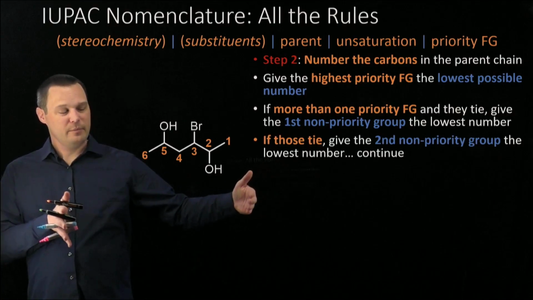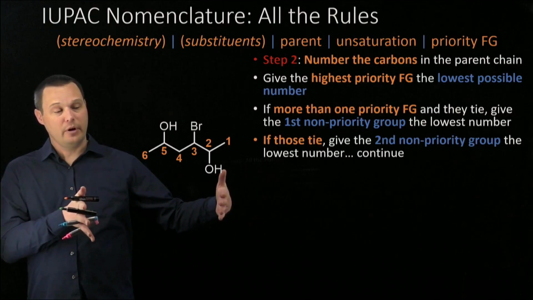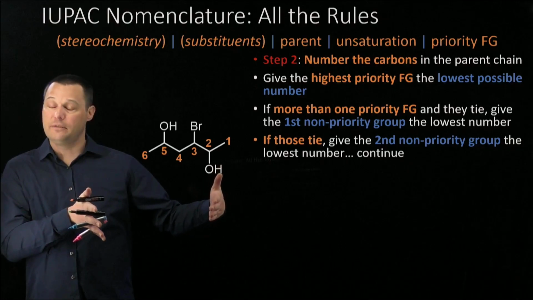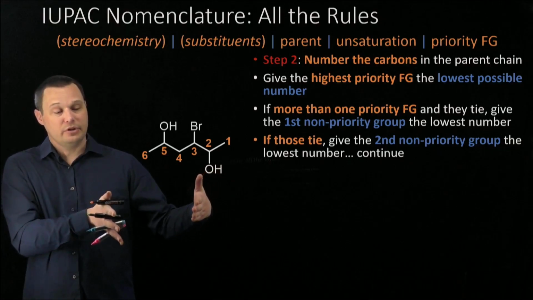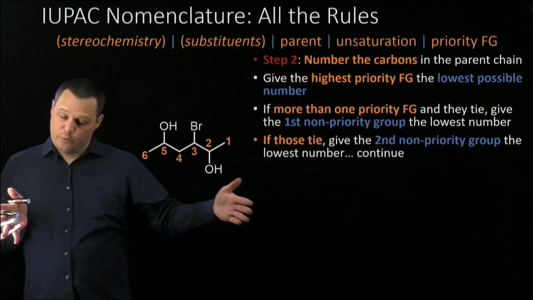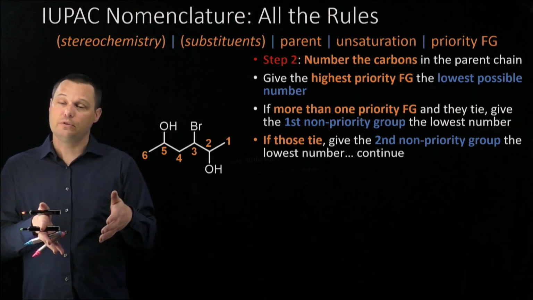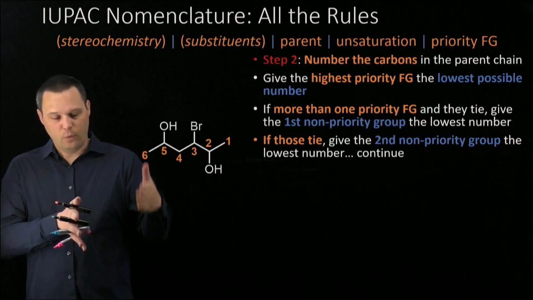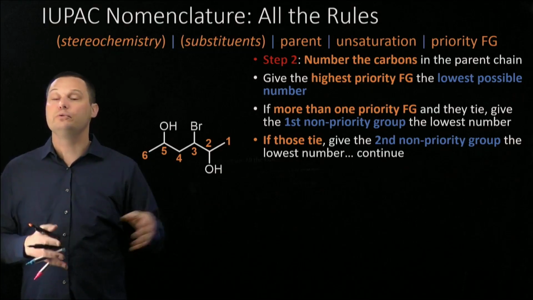If we work our way in from the end, and the position of the first non-priority functional group is the same from both sides, if those tie, then we keep moving into the position of the second non-priority functional group, and we give it the lowest possible number. If those tie, we move in further to the third non-priority functional group, and we keep moving inward until we find one point of differentiation that allows us to choose a direction for numbering.